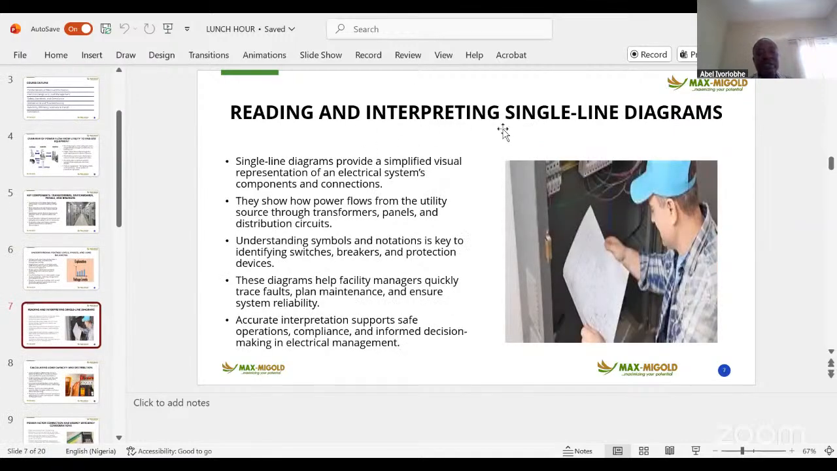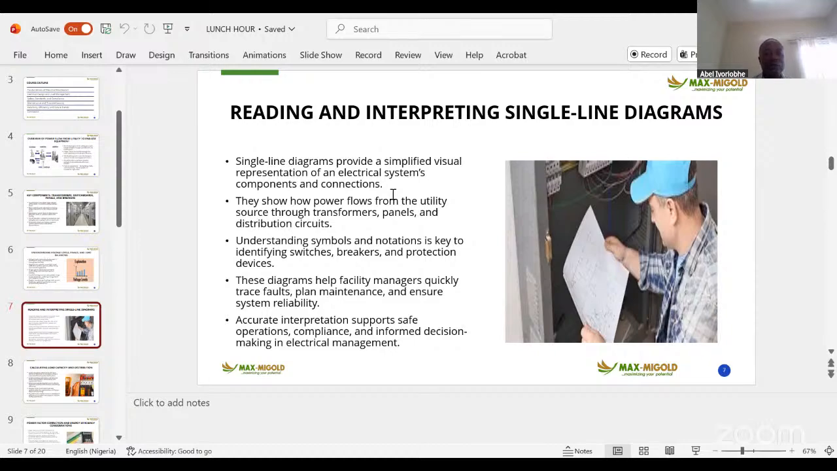We are reading and interpreting single line diagrams. A single line diagram provides a simplified visual representation of any electrical system component and connection. So when you have a single line diagram, it gives you an idea of what that installation is all about. So you don't need to start cracking your brain. It's good you familiarize yourself with a single line diagram or know about it. If you have not heard about it, Google it, research it, and see. It will give you an idea of how an installation can be represented or presented.